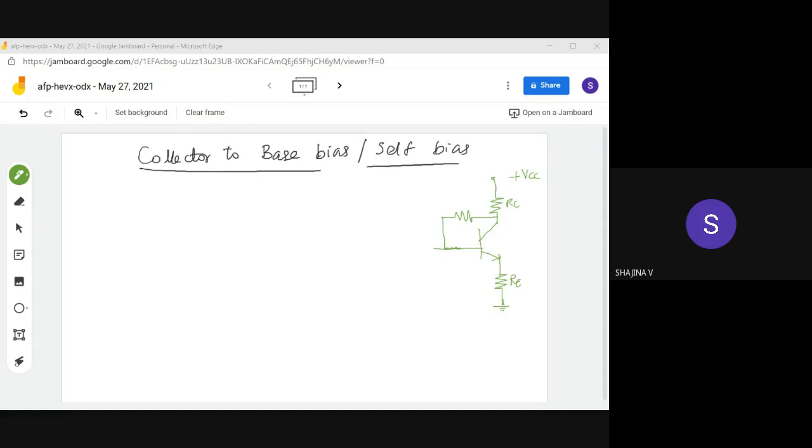Okay, then SICO or S will tend to 1. Okay, but this is practically not possible. But we can say one thing, the stability will be better compared to fixed bias. Okay, here SICO will be approximately equal to beta by 2. Okay, for fixed bias it was beta. Here we can reduce it by half, that is beta by 2.